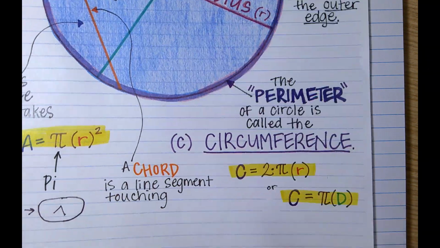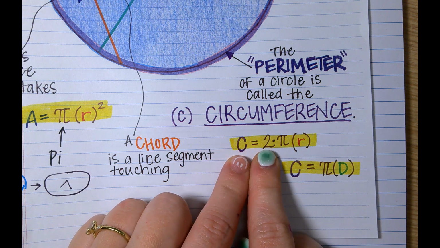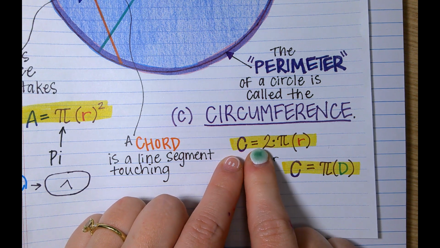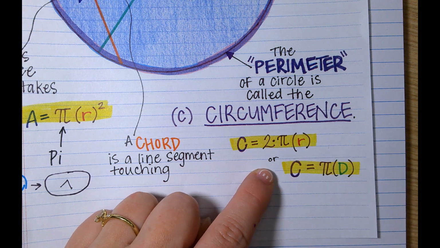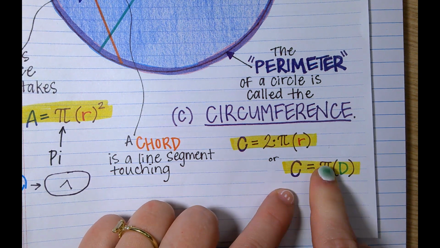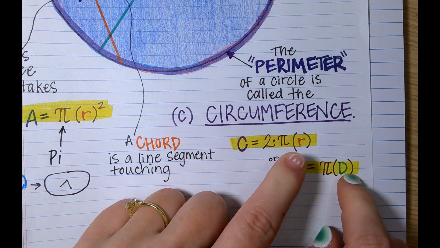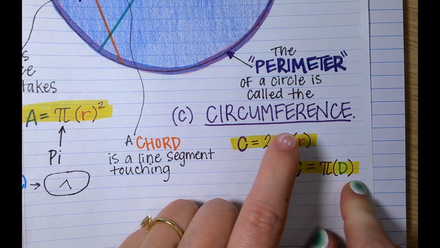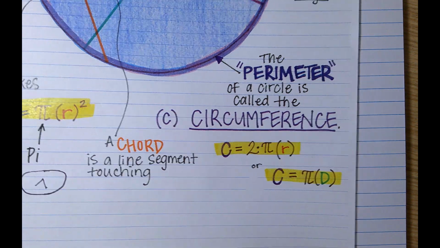And we have a formula for that. Circumference can be found by either taking 2 times pi times the radius, or we can do pi times diameter. So we can use diameter or radius for circumference. There are 2 different formulas.